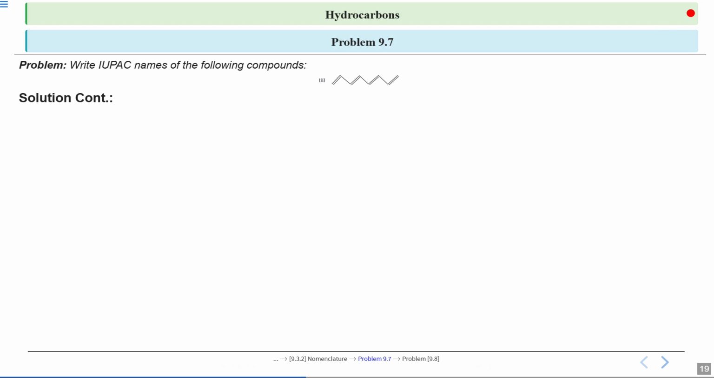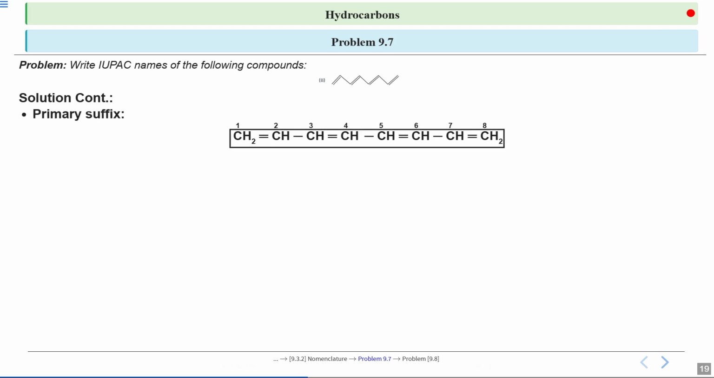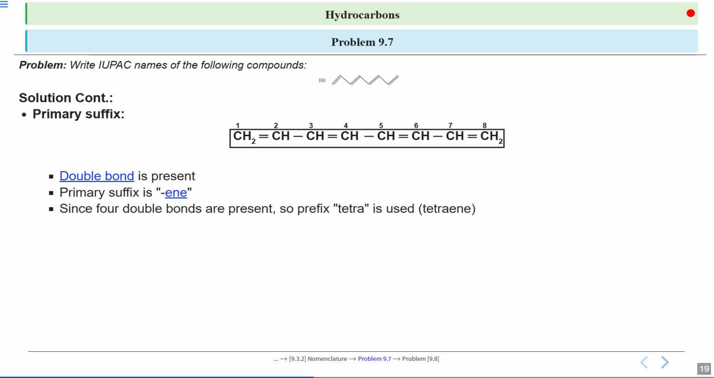Now continuing with the next step. What is the next step? It is giving the primary suffix. The double bond is present, so the primary suffix will be -ene, which is E-N-E. Since 4 double bonds are present in the given compound, you have to use the word tetra as a prefix. Therefore, it will be tetraene.